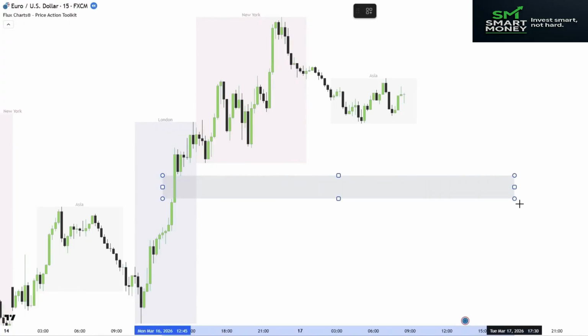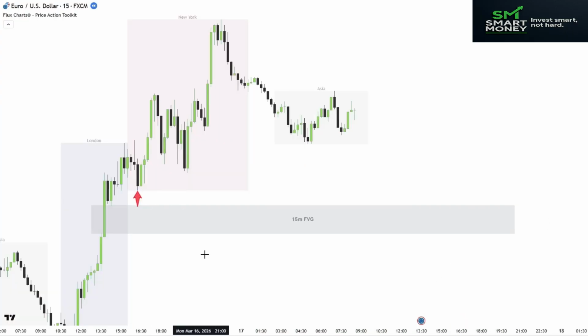As you can see, we have an unmitigated 15-minute bullish fair value gap formed during the London session, sitting just below the New York low. So the next step is to wait for the price to sweep the New York low, tap into that fair value gap, and then immediately show rejection.